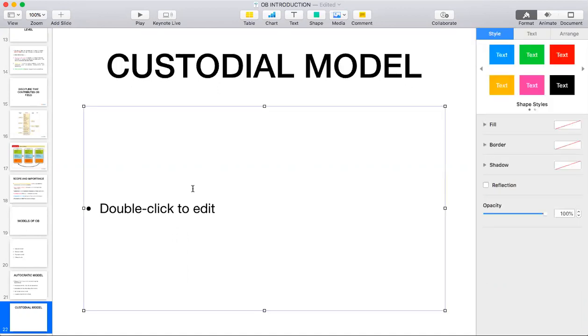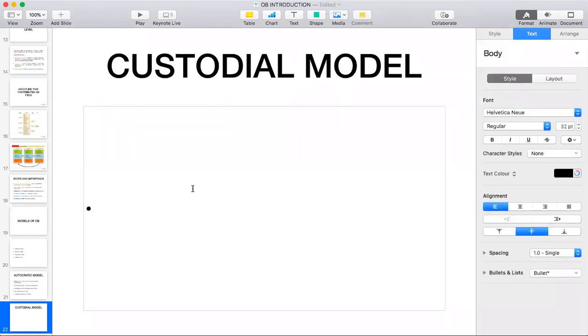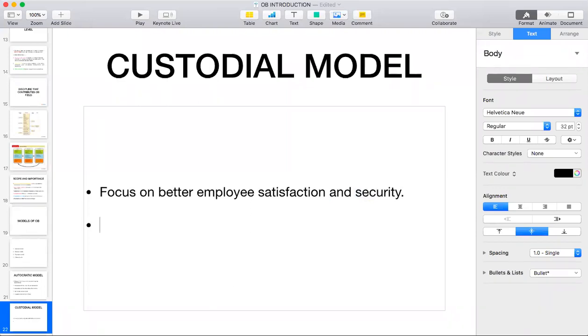When we discuss the custodial model, in this type of organizational behavior, the manager always focuses on better employee satisfaction and security, because the most importance is given to their subordinates in the company. In this type of model, they always think about the welfare and needs of the employee.